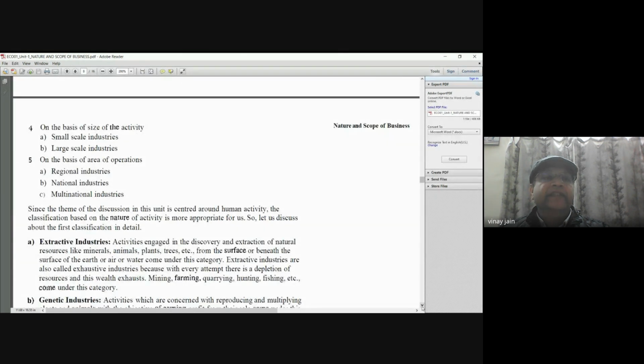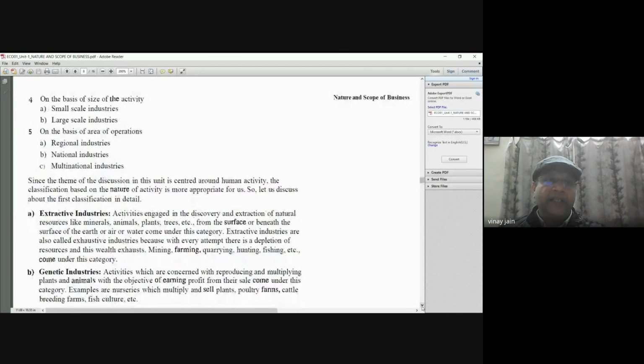On the basis of the size of the activity, small scale industry, large scale industry. On the basis of the area of operations, you have regional industry, national industry, multinational industry. Since the theme of the discussion in this unit is centered around human activity, the classification based on the nature of activity is more appropriate for us. So, let us discuss the first classification in detail.